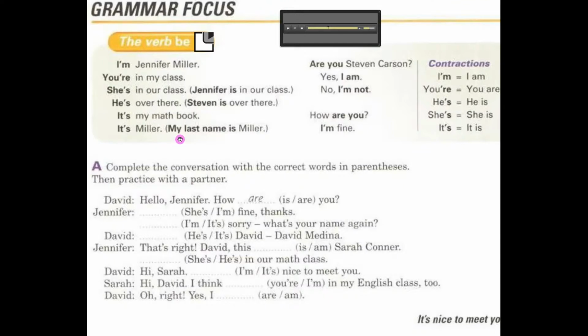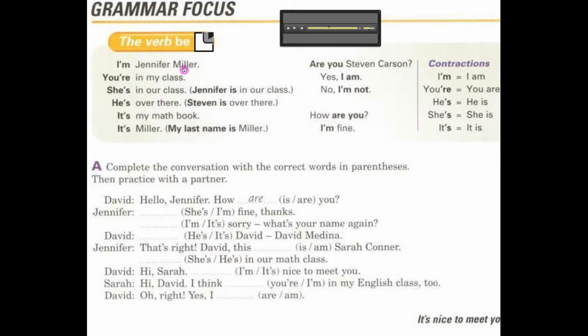My last name is Miller. Okay, this is the positive form of the verb be. With subject I it becomes I'm, you with be is you're contracted, we're contracted, and then she plus is is she's, he plus is is he's, it plus is is it's.